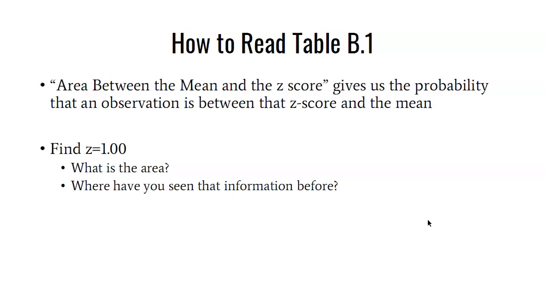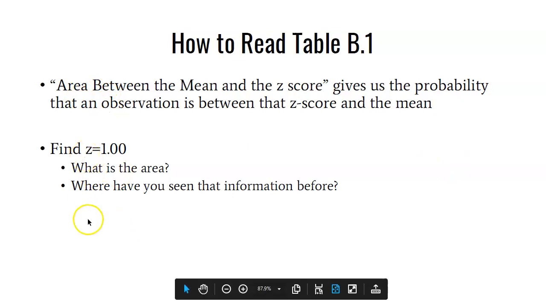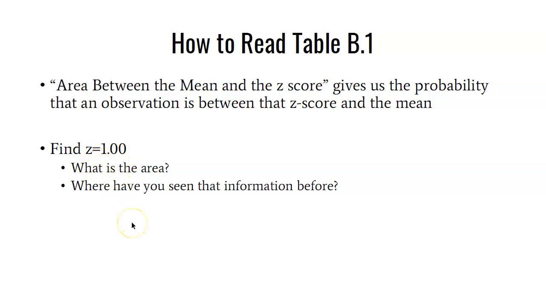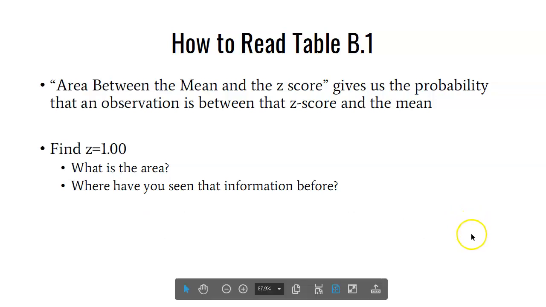So now I want you to look at table B1 and find z equals 1.00. What is the area? And think about where you have seen this information before. So pause here, look at your table and find z is equal to 1.